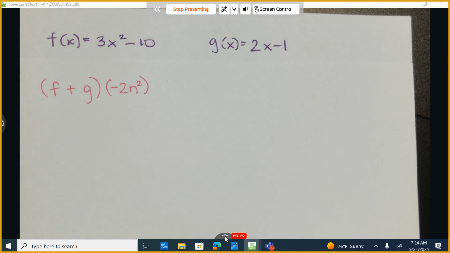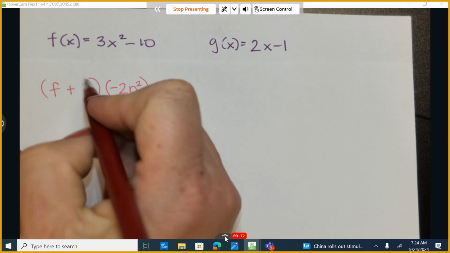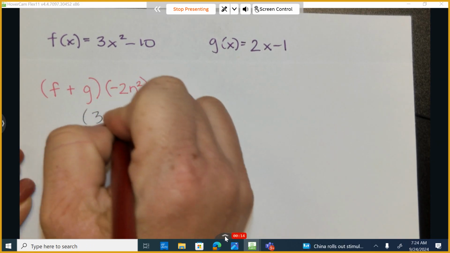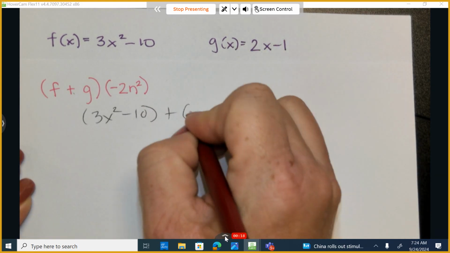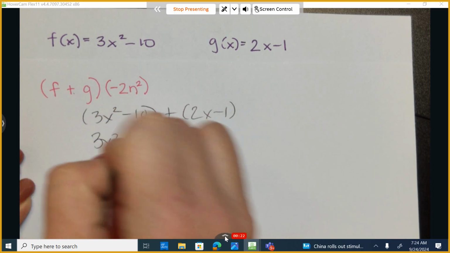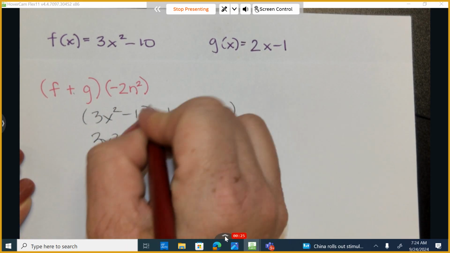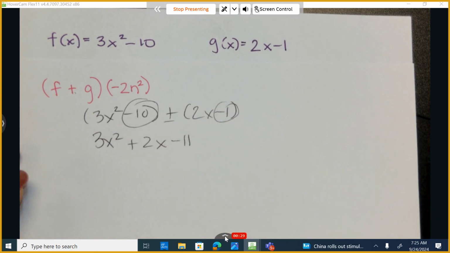This is our first example, and this is from the lesson Unit 4, Compositions of Functions. And so what we're going to do here is take the functions f of x and g of x, and first add them together. So I have 3x squared minus 10 plus g of x, which is 2x minus 1. And now I'm going to combine like terms: 3x squared plus 2x, and combining a negative 10 plus a negative 1 is a negative 11.